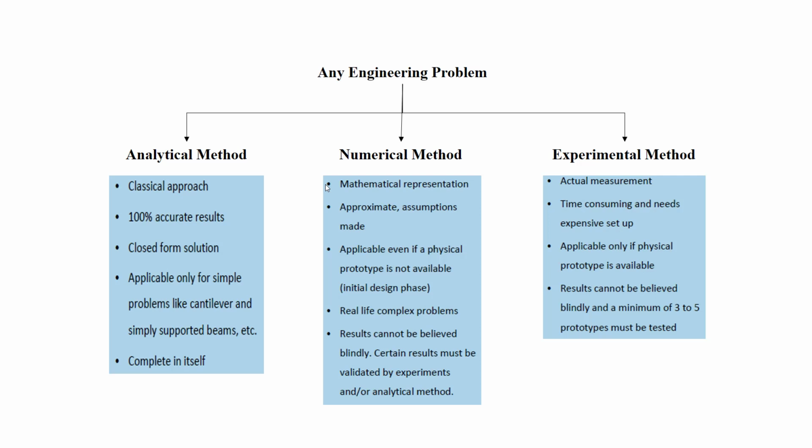Then coming to the third type, we can solve any engineering problem using the experimental method. In an experimental method, we take actual measurements. If we want to find the deflection of a beam, we need to set up all the weights and boundary conditions in an actual setup. Then we take extensometers and measure the strain, stress, deflection and other quantities. It is very time consuming and needs very expensive setups.